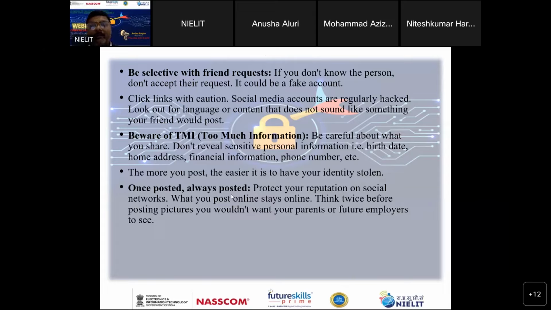5 minutes. Once posted, always posted. To protect our reputation on social media networks, remember that what we post online stays online forever. So always think twice before posting pictures or any information we would not want our parents or future employer to see.